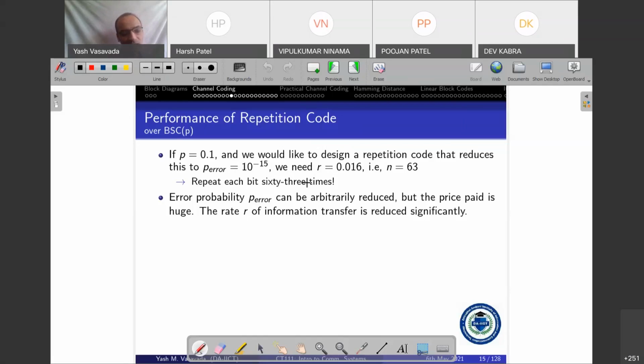In terms of a communication system, you are not storing, you are transmitting, so this reduced rate translates to a bandwidth increase. Your bandwidth requirement just explodes. Why is that? I think we'll talk about it soon.